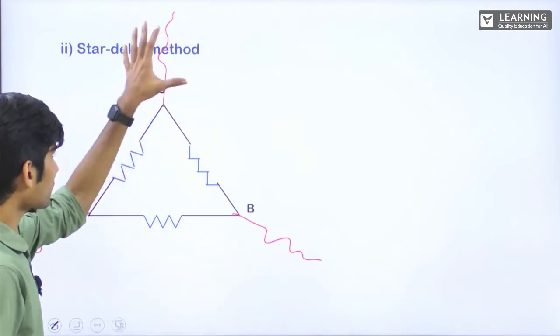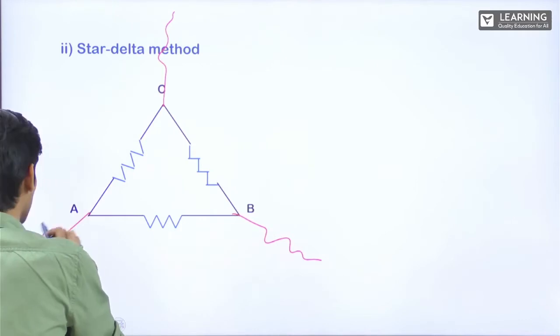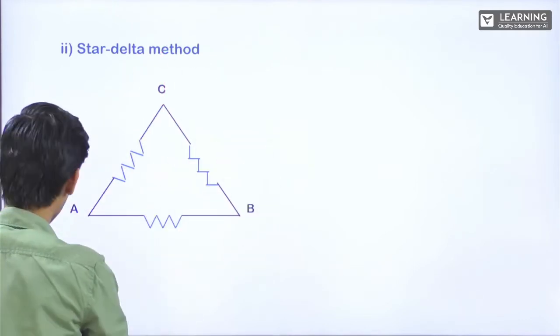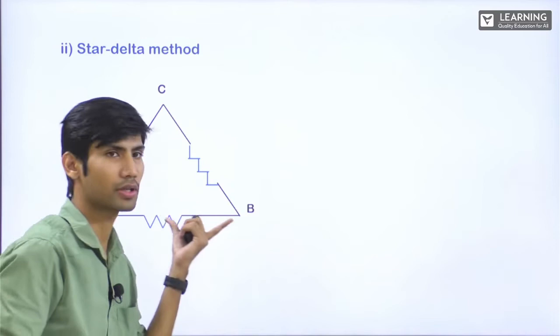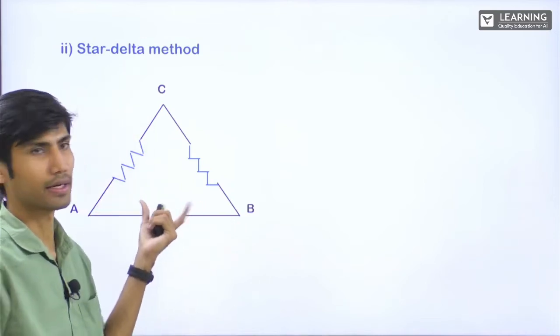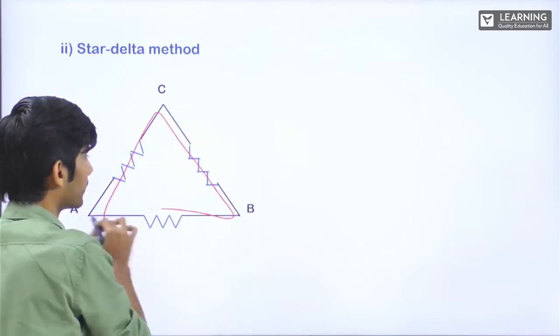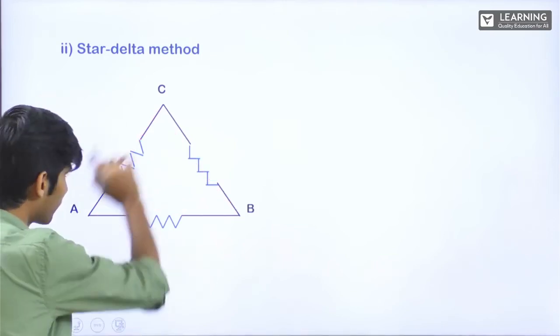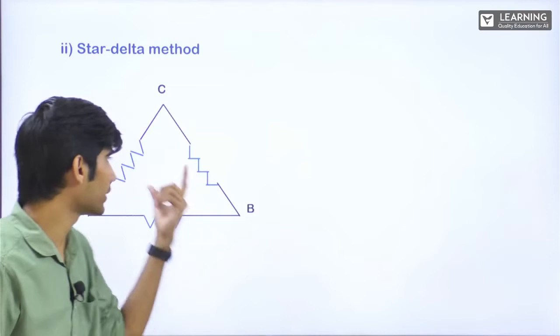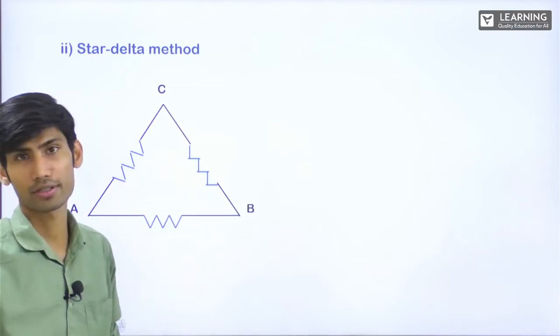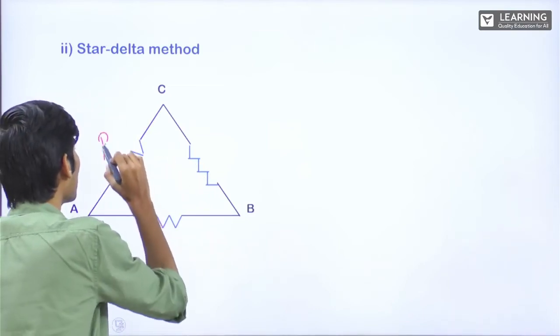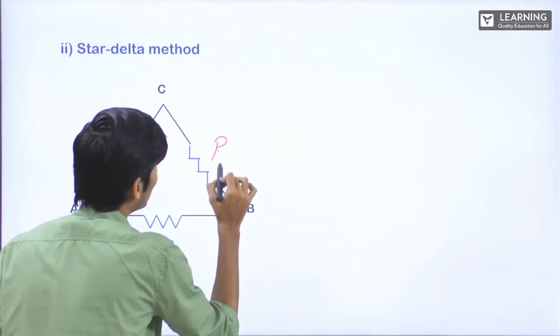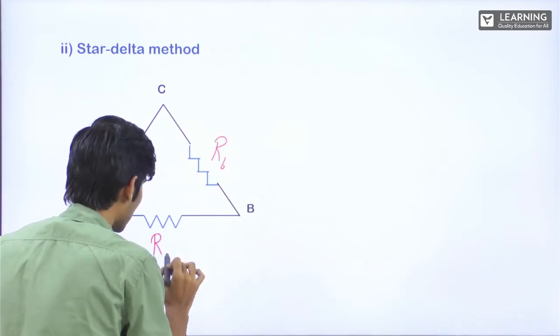Fine. For now, we are not talking about anything other than this. We are just talking about this circuit, which is looking like a delta, right? It is looking like a delta only. Now, if there is a circuit which looks like delta, one resistance is here, one resistance is here, one resistance is here. Let's say this is RA, this is RB, and this is RC.